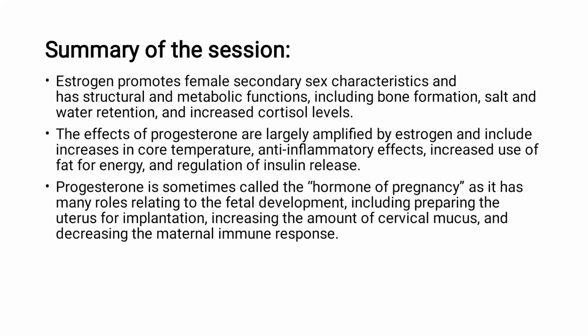Progesterone is sometimes called the hormone of pregnancy because it maintains the pregnancy. It inhibits the entry of sperm into the uterine cavity by forming a thick vaginal mucus, and it does not allow the uterine muscles to contract. It plays many roles relating to fetal development, including preparing the uterus for implantation, increasing the amount of cervical mucus that prevents the entry of sperm into the uterine cavity, and decreasing the maternal immune response.